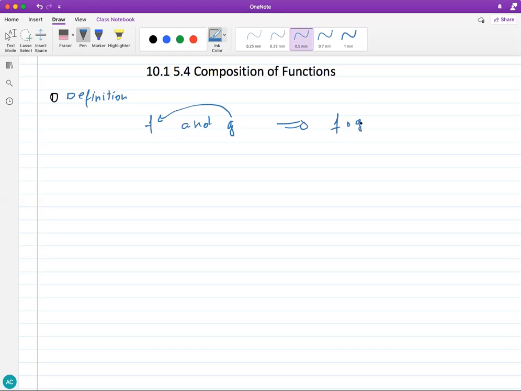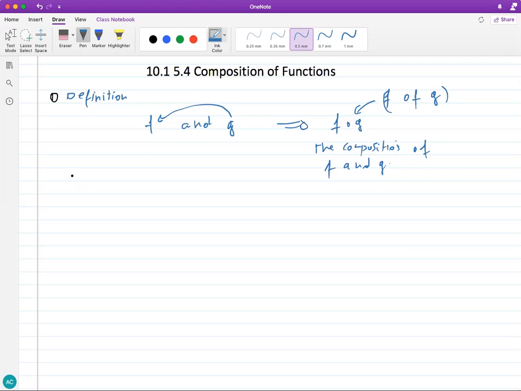This is the symbol, f of g. F of g is the composition of f and g. Okay, so that's the short answer. We just put two functions together, one into the other. We get something called the composition of the two. This is the symbol of it, f of g. Okay, the notation of the composition of two functions.